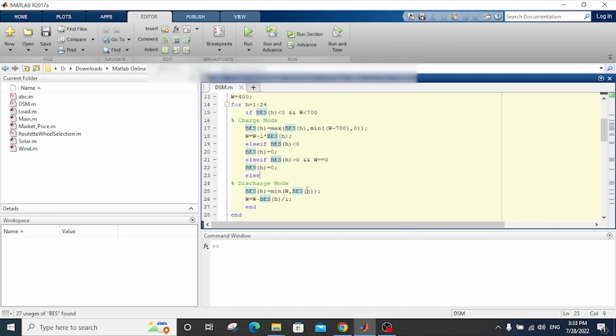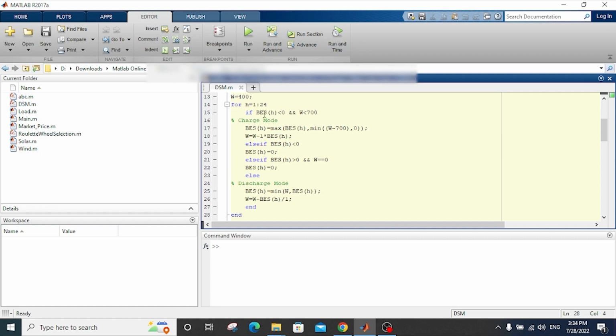The last case of the battery is the discharging mode. If none of the other conditions occurred or were satisfied, the discharge mode occurs, and the battery storage is discharged, or the energy is subtracted from the stored energy, and this is repeated for 24 hours. So we have 4 cases for the batteries.